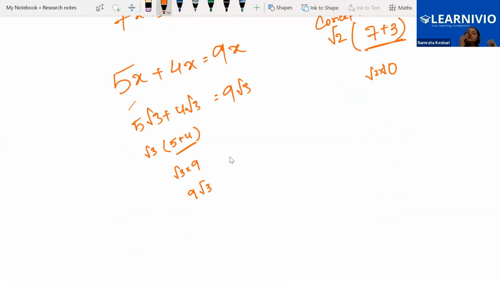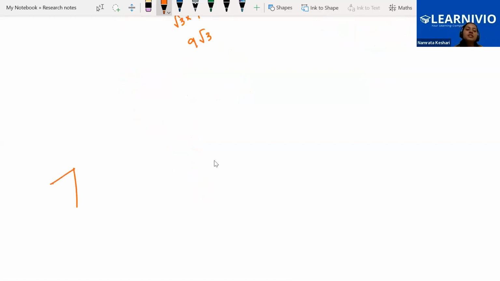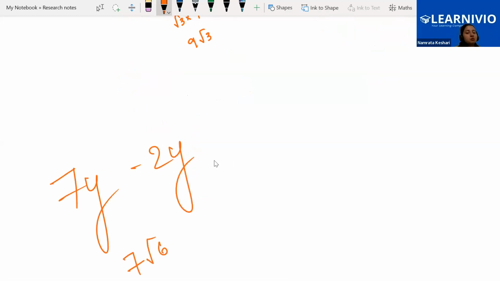So whenever we are having a square root term, how do we do the addition and subtraction? The way we do the addition and subtraction of variable terms, if someone gives me 7y minus 2y, the same way I will do the subtraction of 7 root 6 minus 2 root 6. Am I making sense to all of you?